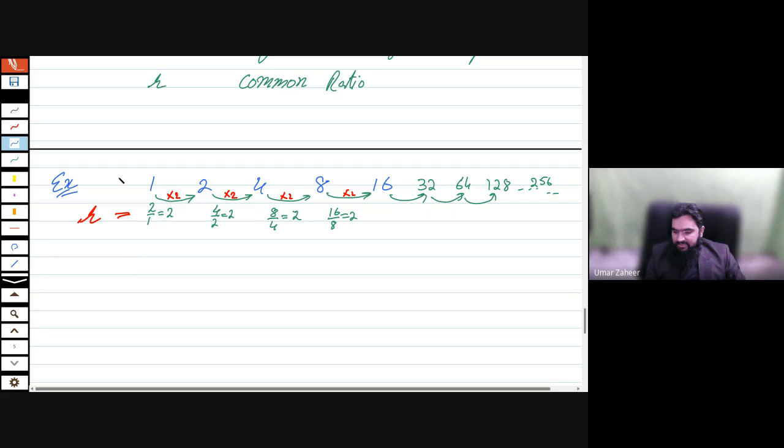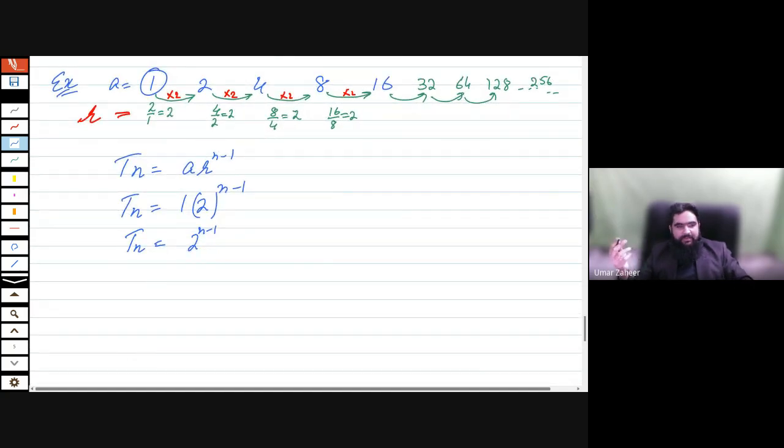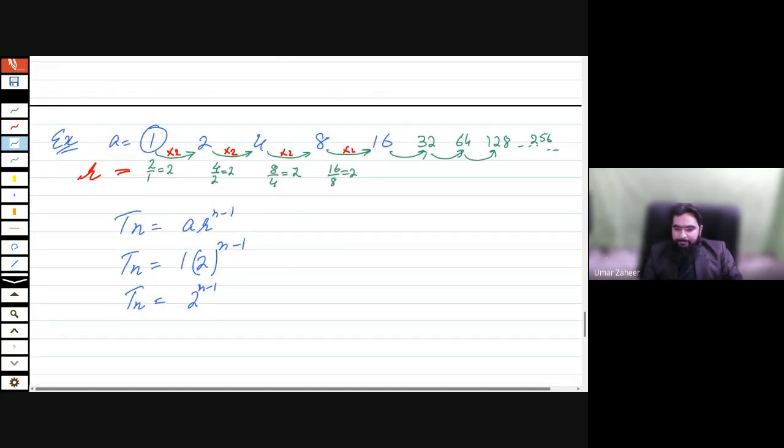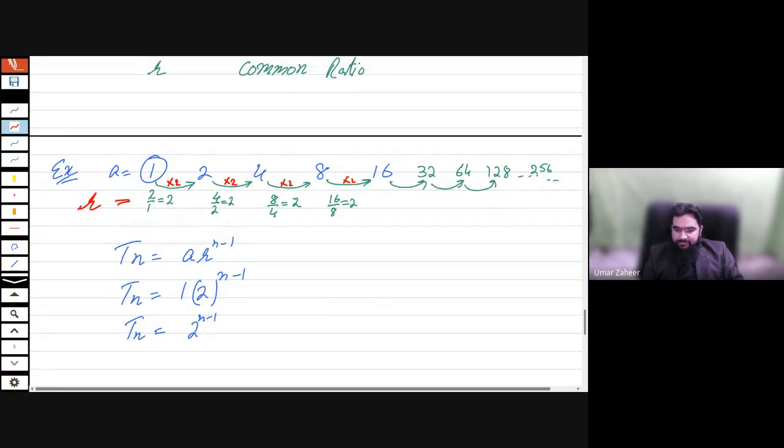All right, so we have a is equal to 1, r is equal to 2. The nth term formula is a into r power n minus 1. So the nth term will be a is 1, r is 2, power n minus 1. Means you are getting 2 power n minus 1. This is your nth term. Let's verify whether you are getting the right answer or not.